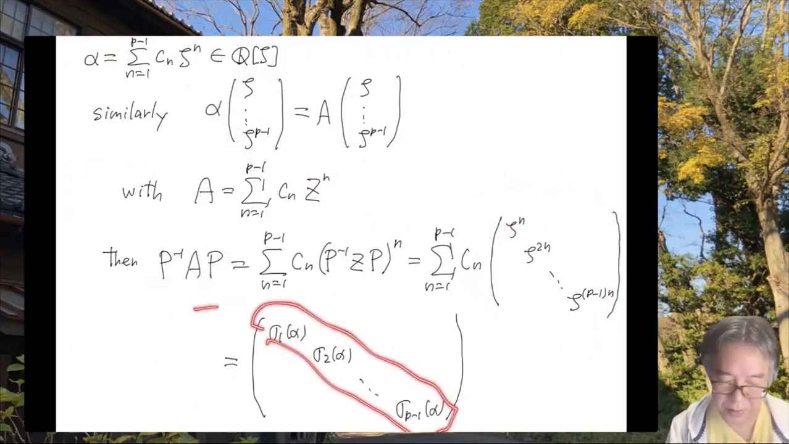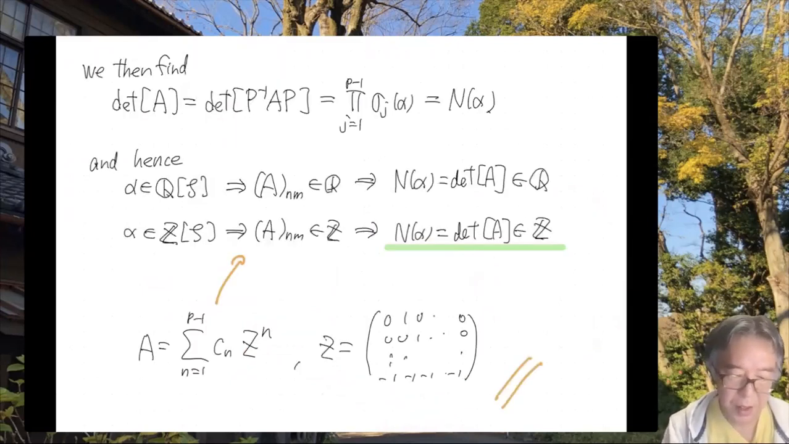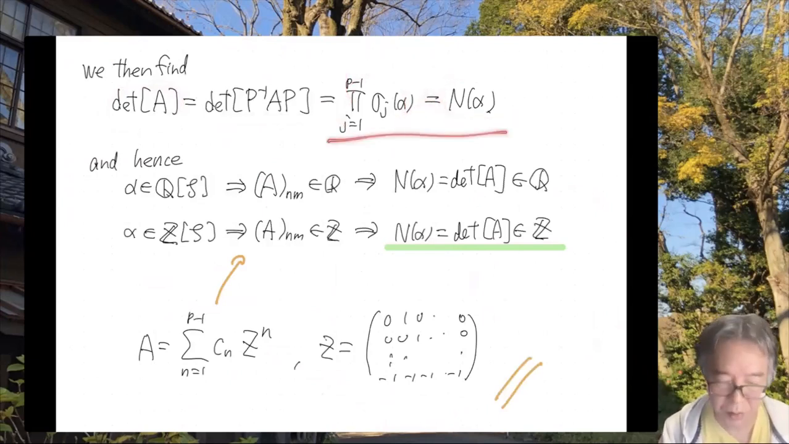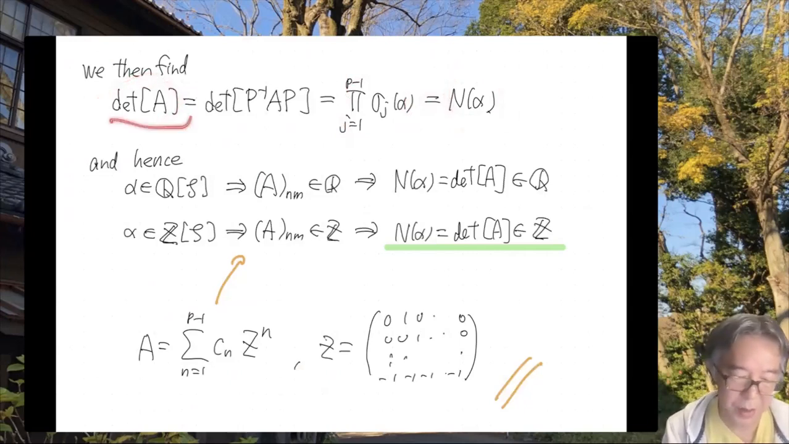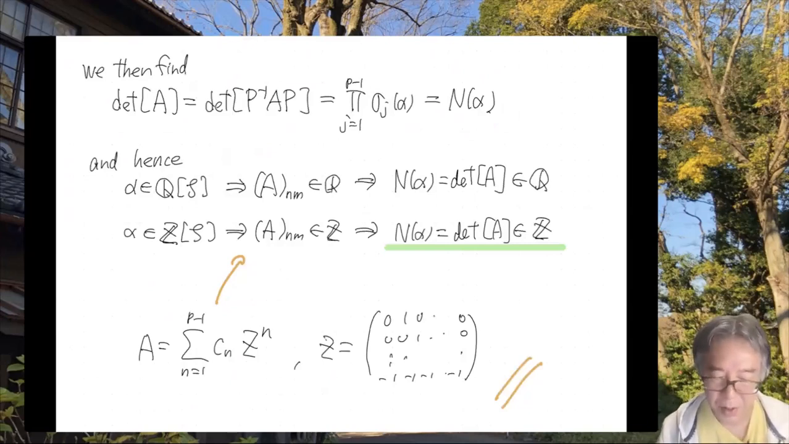So A is diagonalized like this. In the diagonal entries, you have these conjugates of alpha. From this, you immediately see that you can compute the determinant of A. The determinant of A is just the product of its eigenvalues, and this happens to be exactly the definition of the norm. This is, of course, very standard. So you found that the norm is equal to the determinant of this matrix representing the action of alpha on this vector. Now we are almost done.